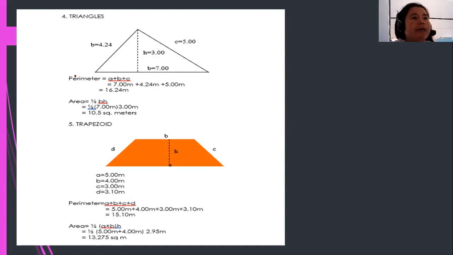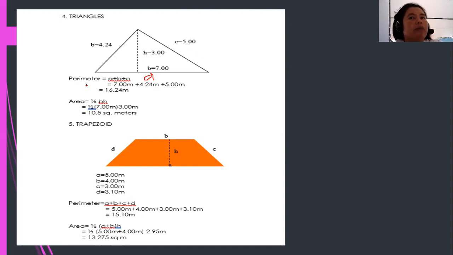So we have the base and the A side. Okay, so we have the perimeter of a triangle, which is A plus B plus C, where A is equal to 7 meters, B is equal to 4.24 meters, and C is equal to 5.00 meters.